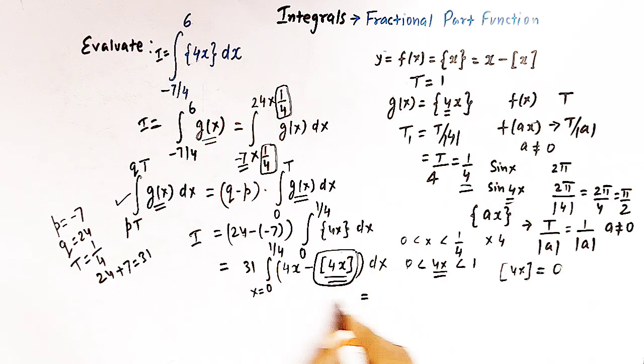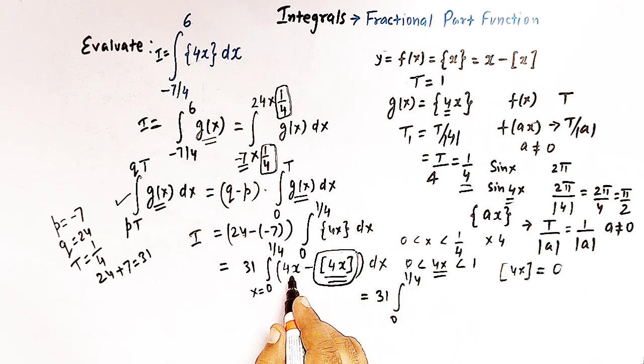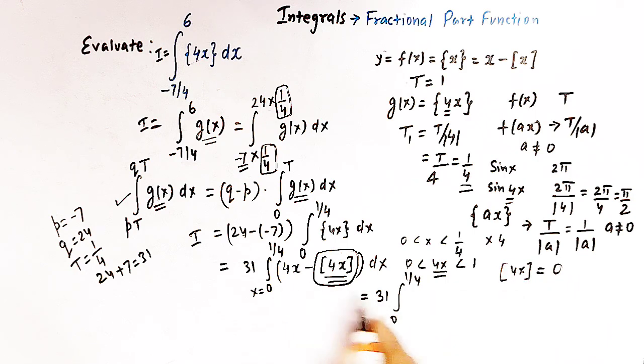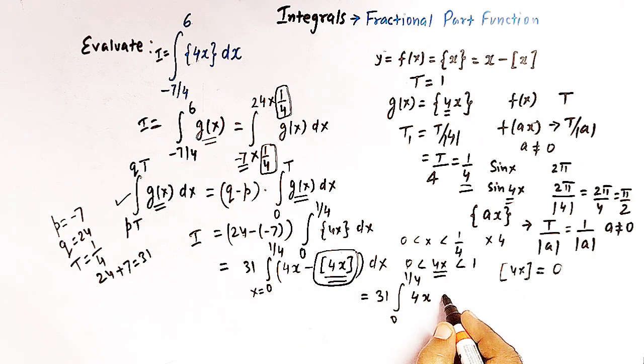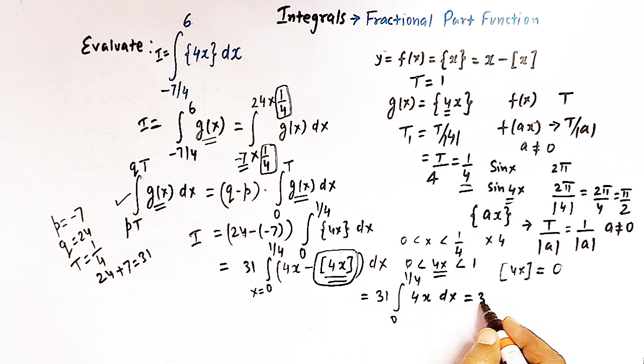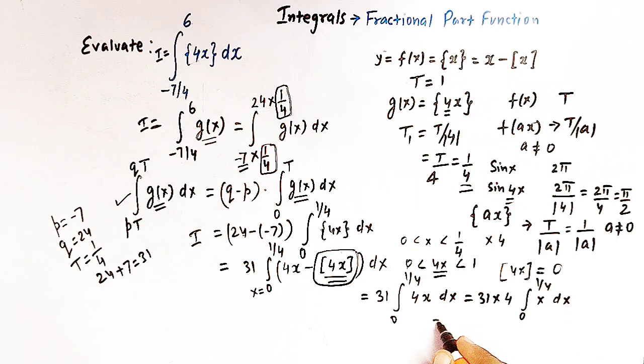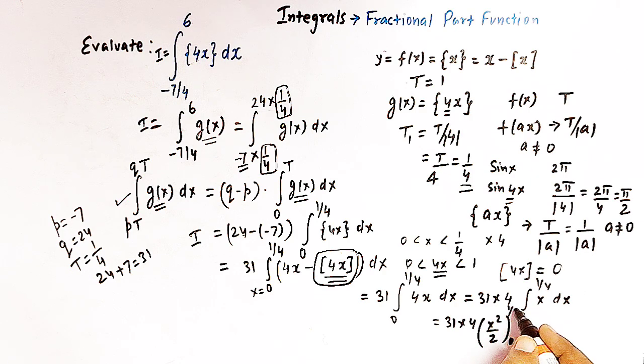So now we are left with 31 times the integral from 0 to 1 by 4 of 4x minus 0, because the greatest integer of 4x is 0. So we have simply 4x dx. Now we can take 4 outside the integral, so we have 31 times 4 times the integral from 0 to 1 by 4 of x dx. The integral of x dx is x square over 2, and the limits are from 0 to 1 by 4.